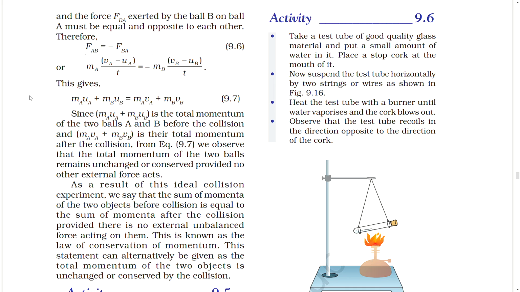Since mAuA plus mBuB is the total momentum of the two balls A and B before the collision, and mAvA plus mBvB is their total momentum after the collision, from the equation we observe that the total momentum of the two balls remains unchanged, or conserved, provided no other external force acts.